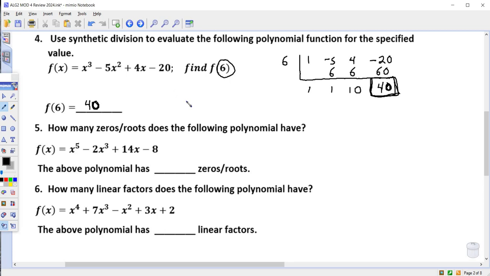Next question. How many zeros or roots does the following polynomial have? Easy enough. The degree of this polynomial is 5. It's a quintic polynomial.